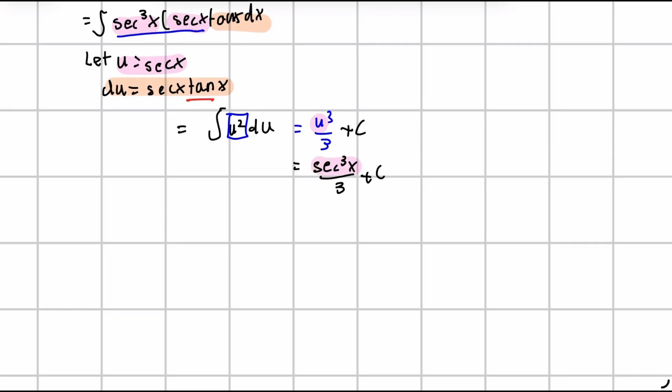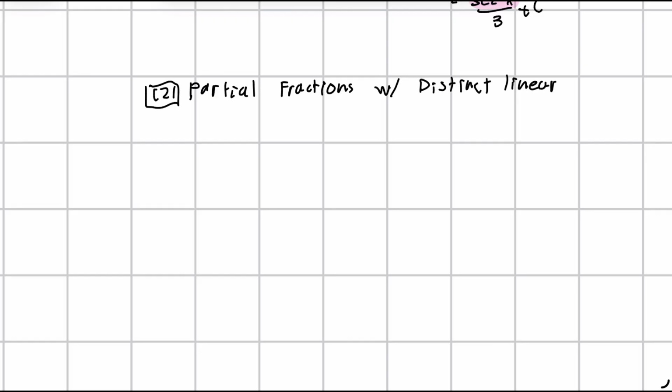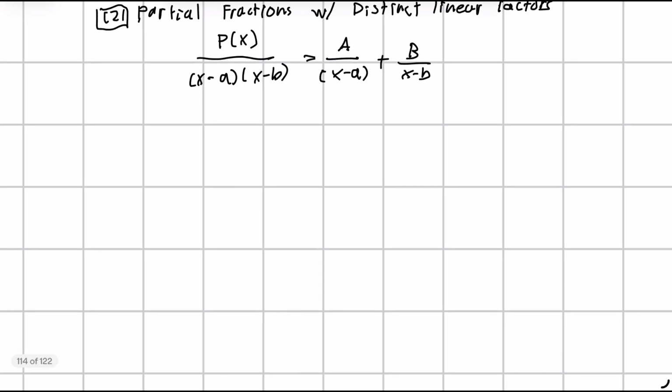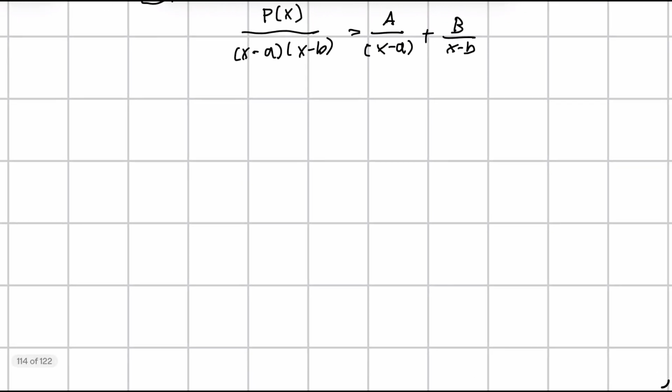So not that bad. What about when we have partial fractions? This is our 21st case. We have partial fractions with distinct linear factors. So basically, when you have your p of x, your function, divided by the factored form of another, we have x minus a over x minus b. You make it equal to one of those, a over x minus a, and then the other one, b over x minus b. So we're going to use partial fractions for the rational functions when we have denominator factors. So we have our factors down here.